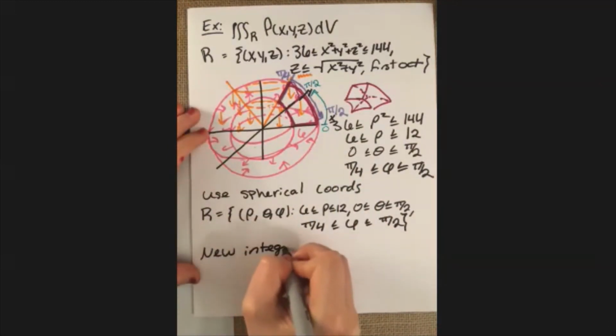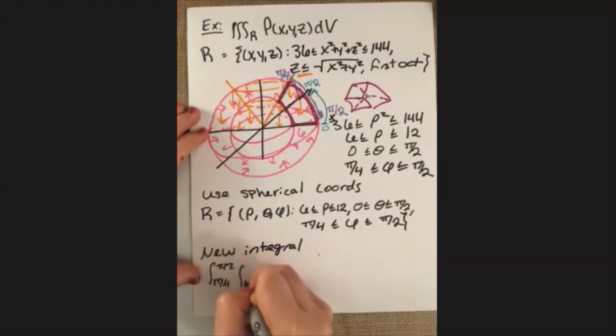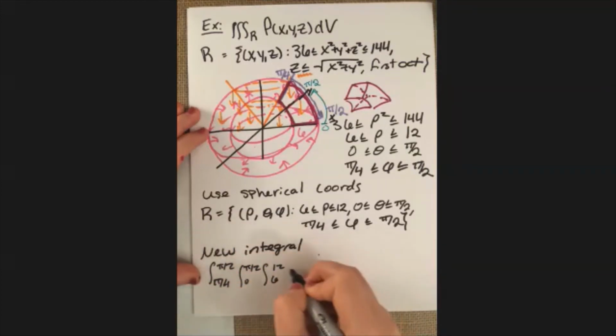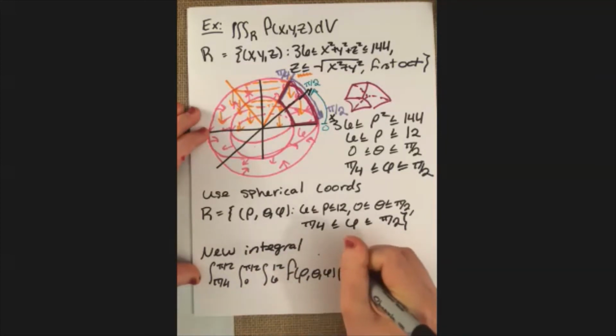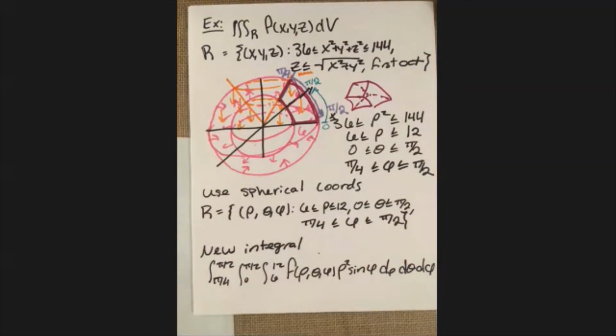The new integral will look something like this. We'll have an integral from pi over 4 to pi over 2, integral from 0 to pi over 2, integral from 6 to 12 of whatever our converted function is. Don't forget that. And then we have our multiplier, rho squared sine of phi, and then d phi, d rho, d theta, just like that. So that's what our new integral would look like.